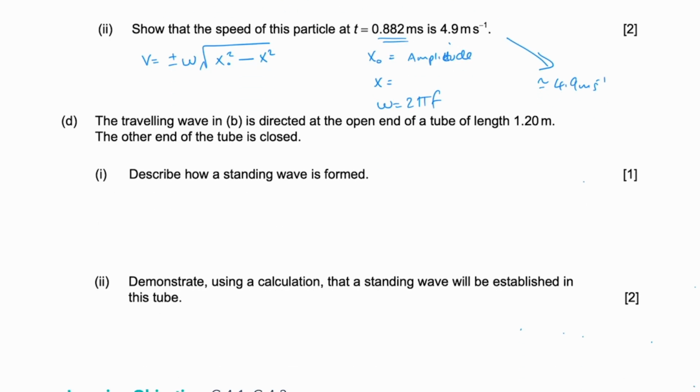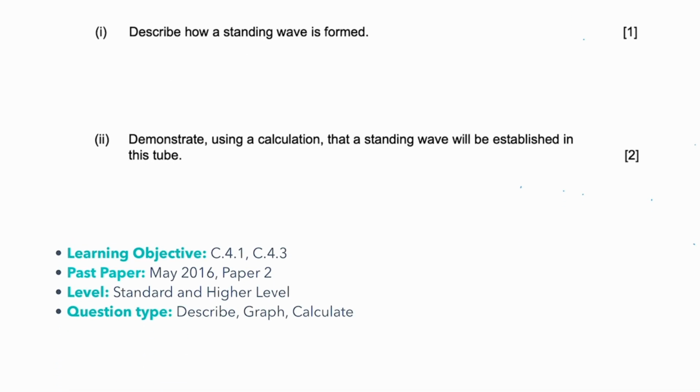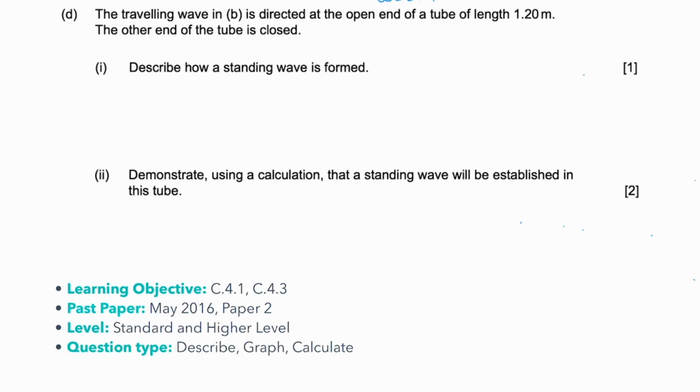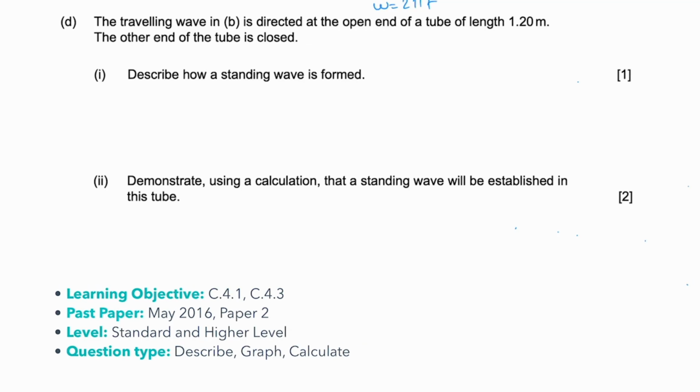Okay, let's get to the actual standing wave stuff. The travelling wave in B is directed at the open end of a tube of length 1.2 meters. The other end of the tube is closed. 1. Describe how a standing wave is formed. You'll see this question a lot, so it's worth just memorising how it's done.